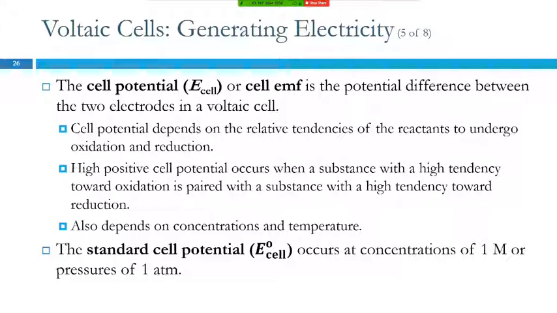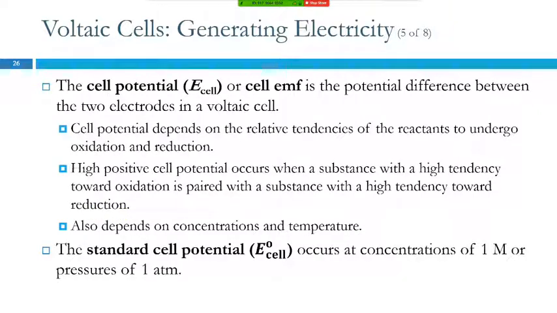Okay, so if we're looking at that electrochemical cell, we can talk about the cell potential, which is indicated as E cell, or we sometimes call the cell EMF. That's the potential difference between the two electrodes in that voltaic cell. That cell potential depends on the relative tendencies of reactants to undergo oxidation and reduction. We get a high positive cell potential when we have a substance with a high tendency to oxidation being paired with a substance with a high tendency towards reduction.